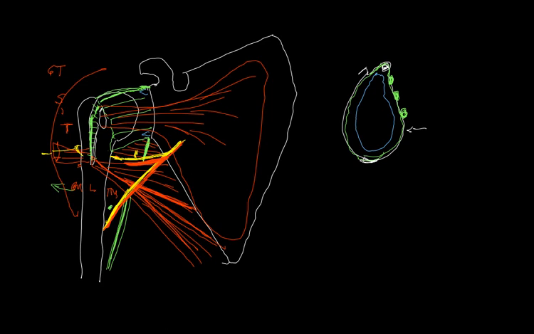Then we move on to the coracoid. The coracoid has 3 muscles and 3 ligaments. The 3 muscles are pectoralis minor, coming medially and going to get attached to the rib, coracobrachialis, and short head of biceps.